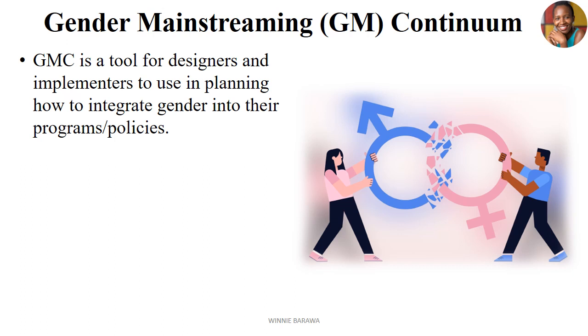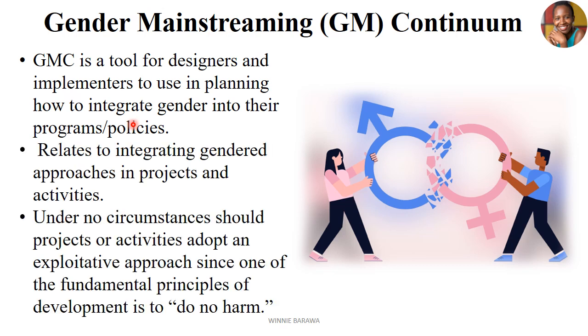So the gender mainstreaming continuum, by introduction, is a tool that designers and implementers use to help in planning how to integrate gender into their programs and also policies. This is a tool that we can use to help us evaluate our integration of gender into our different programs and policies, but it's also an important tool that helps us to integrate gender approaches in our activities. So it relates to integration of gendered approaches in projects and activities.